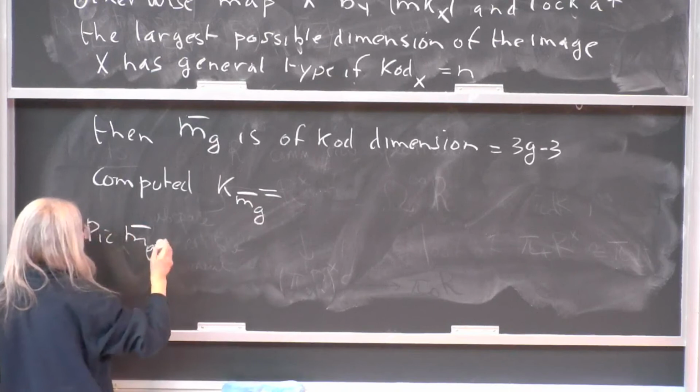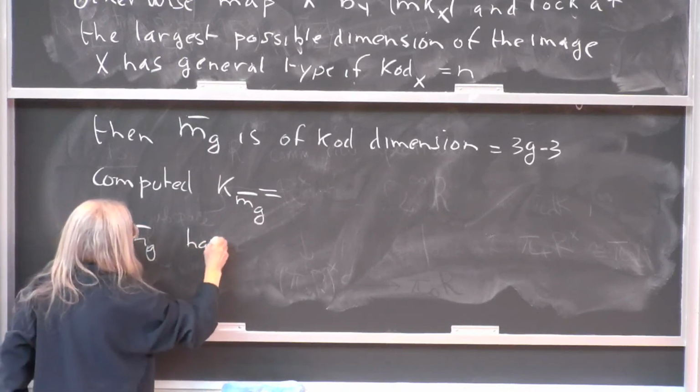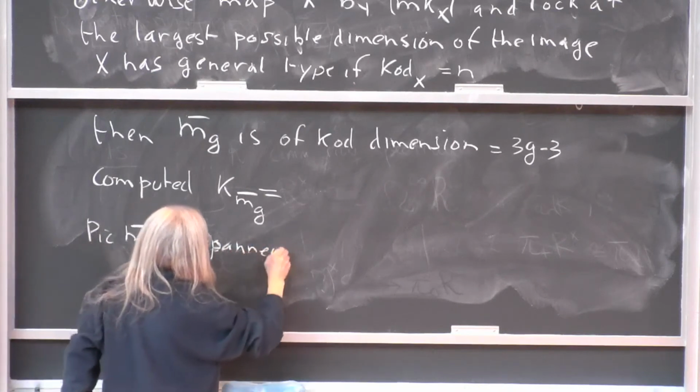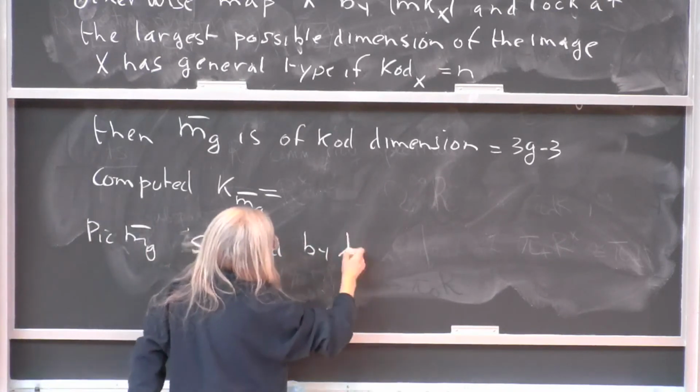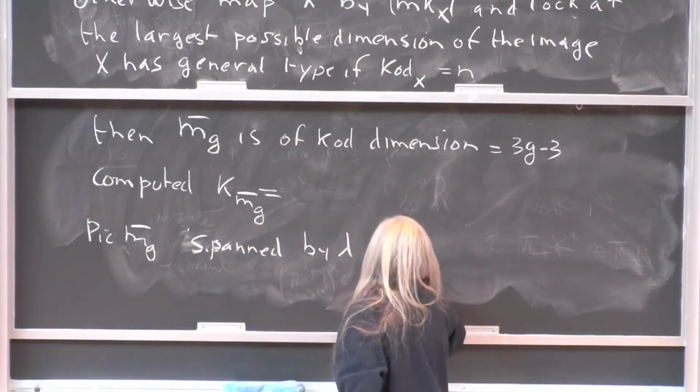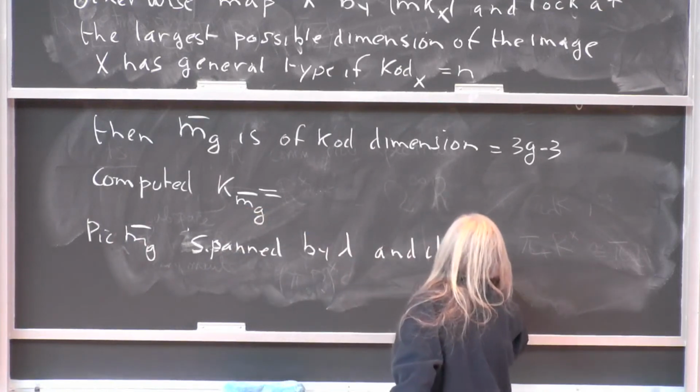So that should be a bar as well. So that's spanned by lambda, which is coming from the Hodge bundle. And then the classes on the boundary.